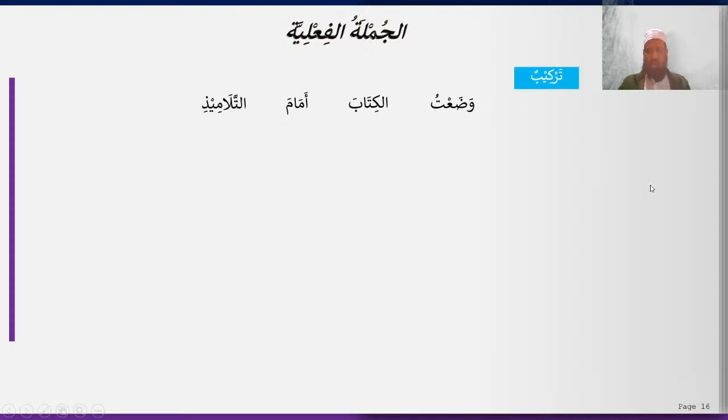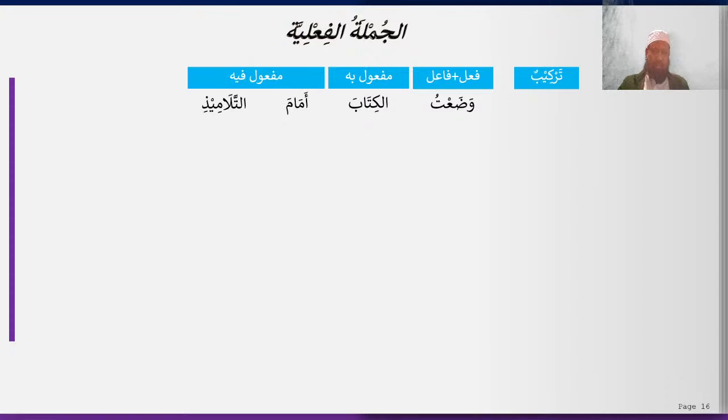Let's look at the words one by one. وضعت فعل plus the فاعل. الكتاب مفعول به. أمام التلاميذ مفعول فيه. And this slot is made of two words. It is a phrase مضاف. أمام مضاف. التلاميذ مضاف إليه.